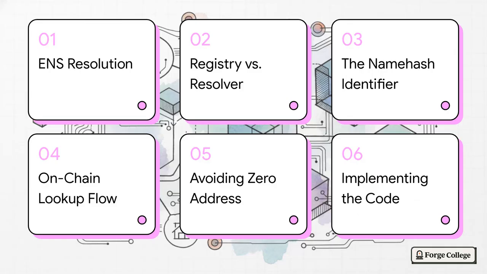Think of this agenda as our engineering schematic for the day. We'll quickly cover our Welcome to ENS resolution, registry versus resolver, the namehash identifier, on-chain lookup flow, avoiding the zero address, and finally, implementing the code.